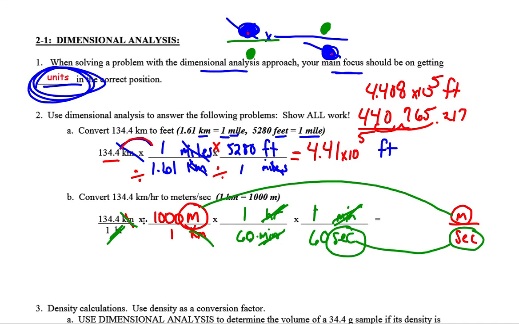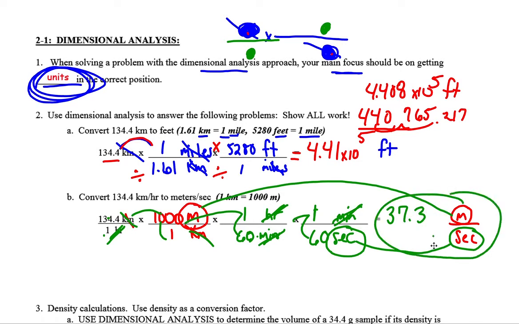And when you run the numbers, this divided by 1 times 1,000 divided by 1 times 1 divided by 60 times 1 divided by 60. Multiply anything on top, divide through by the bottom. You end up with 37.3 meters per second. So in 1 second, we're going to go 37.3 meters.